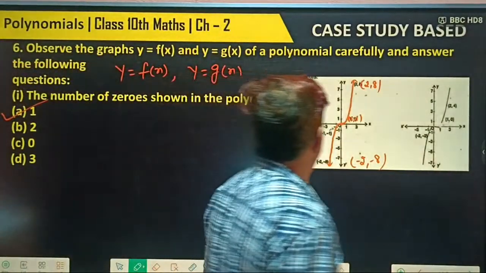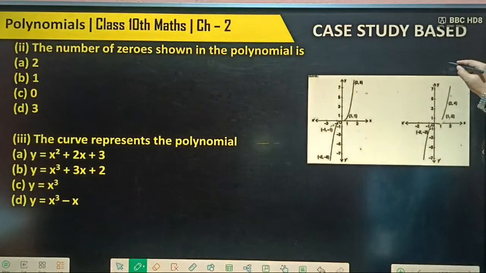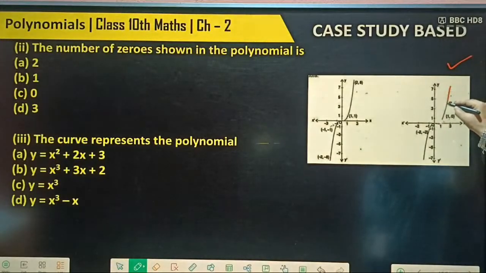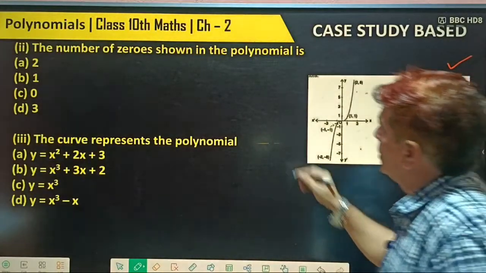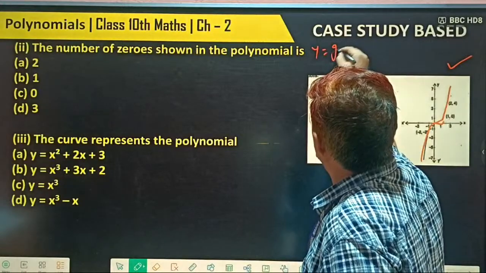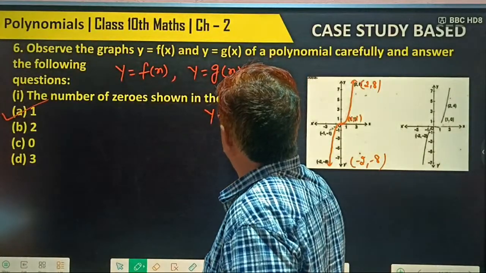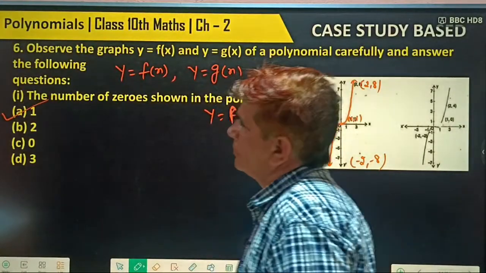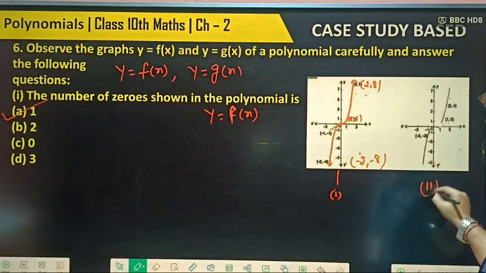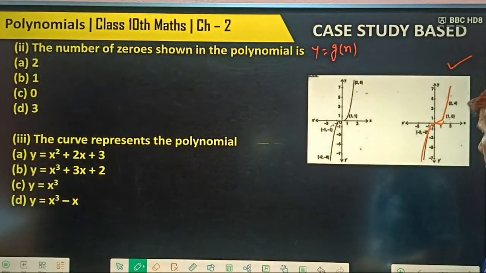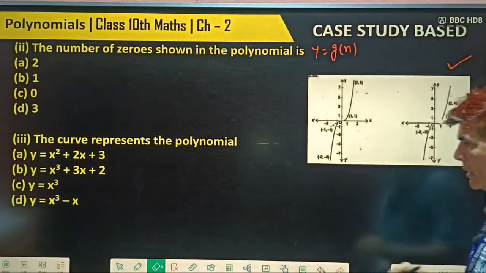Got it? This is the first one. The number of zeros shown in the polynomial, meaning in the polynomial y equal to g(x), and here y equal to f(x). You can say figure number first or figure number second, depending on how you understand. So I am erasing this once again, in case it is not clear to you. Its graph is like this.